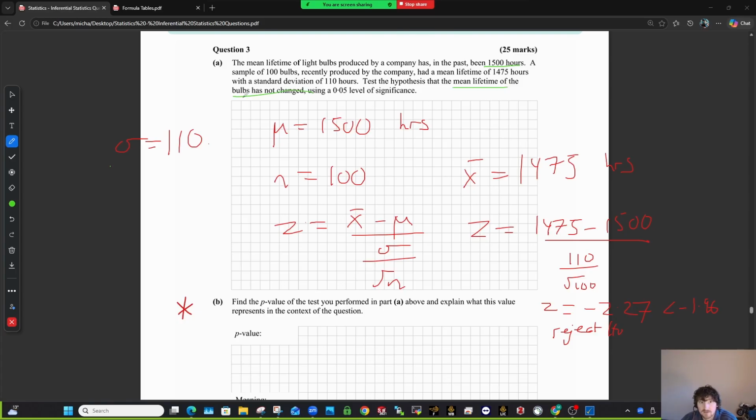Test if the mean lifetime has changed. So H0 would be rejected. H0 would like to think that there's been no change. And obviously H0 is getting rejected here, so there must have been a change, which means H1 worked, which talks about wanting a change. Okay, so we're going to do the p-value now.